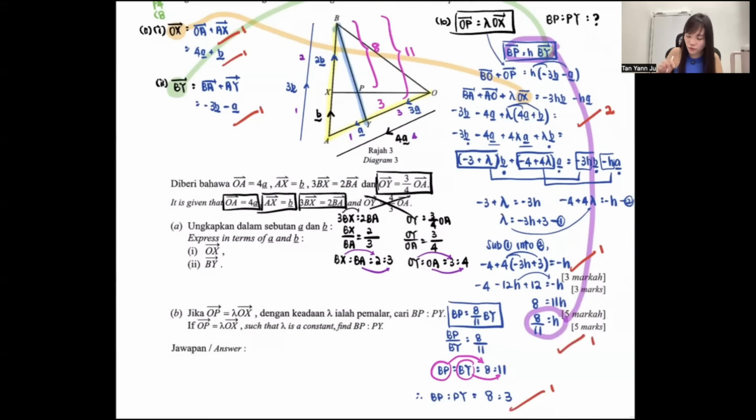So 1, 2, 3, 4, 5, 6, 7, 8. 8 marks. Wait, getting 8 over 11, got 1 mark or not? I'm a bit suspicious. Got, correct, got. So isn't it just like that? 8 marks. That can, right?